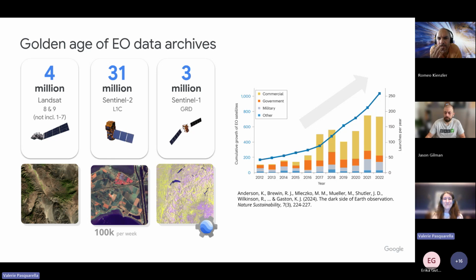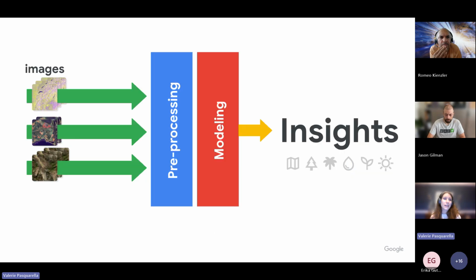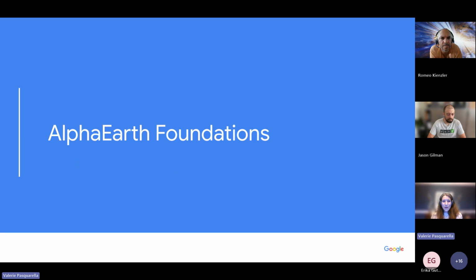Again, I think preaching to the choir here, but as they continue to grow, the real challenge becomes translating these records of imagery into the insights that people need to better manage landscapes, detect changes in water resources, all sorts of amazing environmental work. It starts with images, but then in between, we've got to have some form of pre-processing and modeling. And we've seen more and more that this becomes the bottleneck in being able to do geospatial analysis and generate those insights. And so we've been working on a new model called AlphaEarth Foundations.